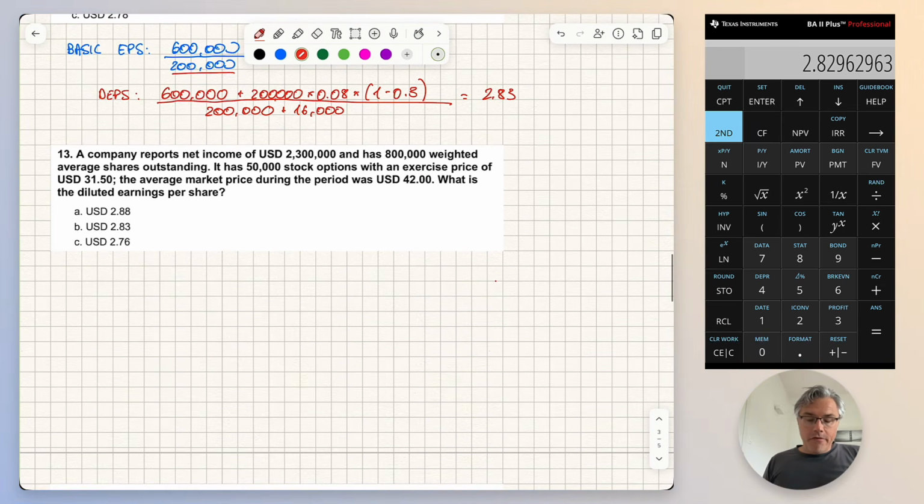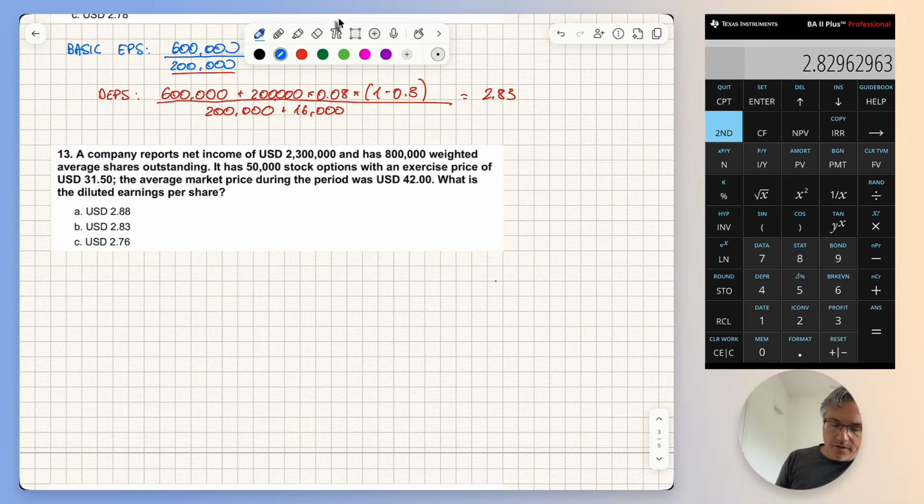Okay. Now, question 13. A company reports net income of 2,300,000 and has 800,000 weighted average shares outstanding. It has 50,000 stock options with an exercise price of USD 31.50. The average market price during the period was $42. What is the diluted earnings per share? Okay.